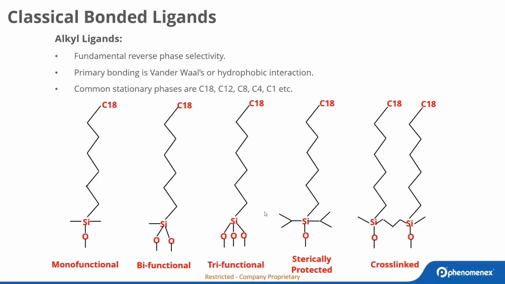Then we also have sterically protected. So this would be sterically protected or bulky silanes, right, where an isopropyl or isobutyl group can hinder the siloxane linkage or bridges from hydrolytic cleavage at lower pHs. And then finally, we have bridged or cross-linked phases. So this is where a bidentate organosilane is grafted onto the silica particle, which can better shield the surface from dissolution at the higher pHs.